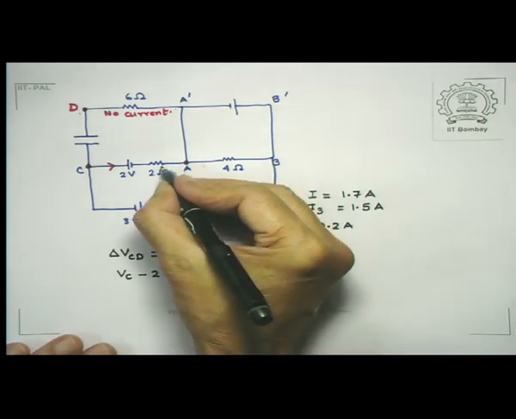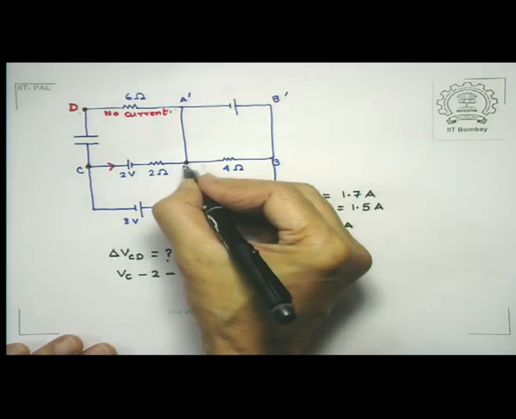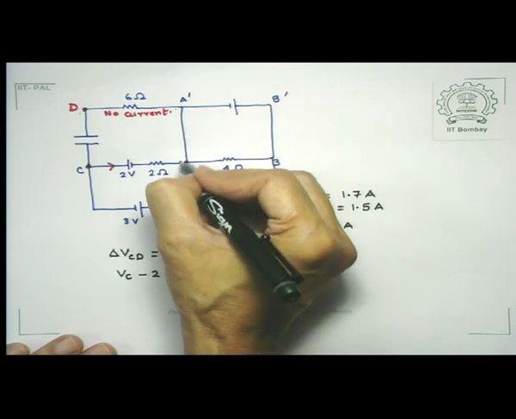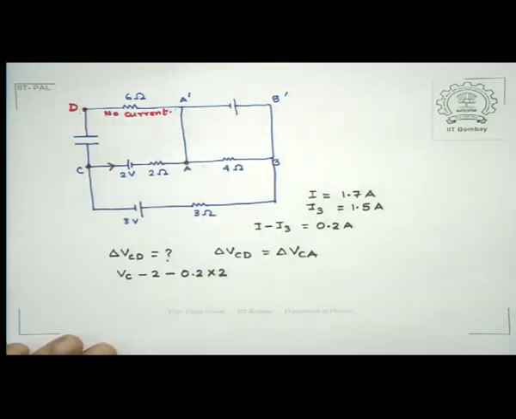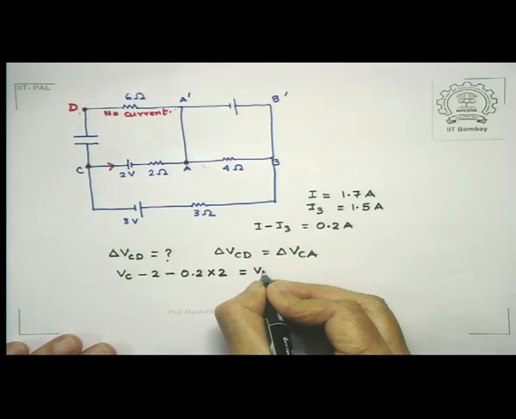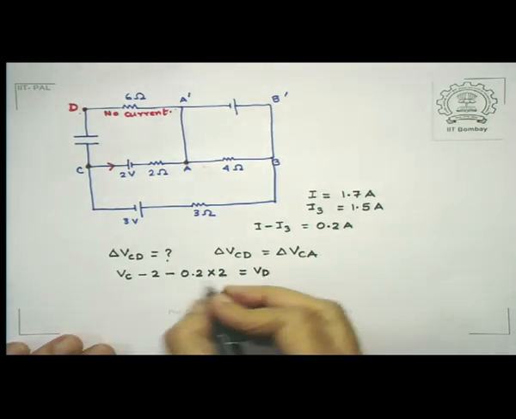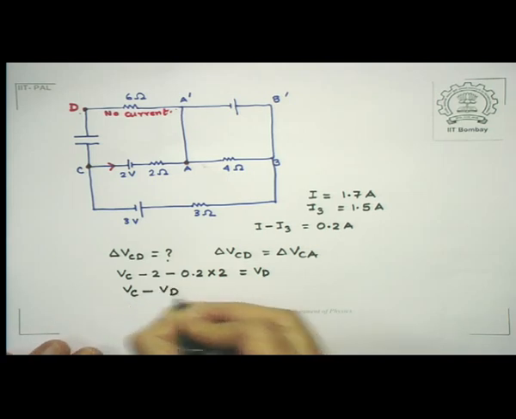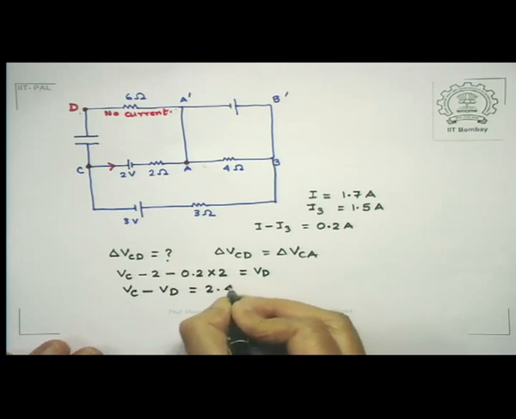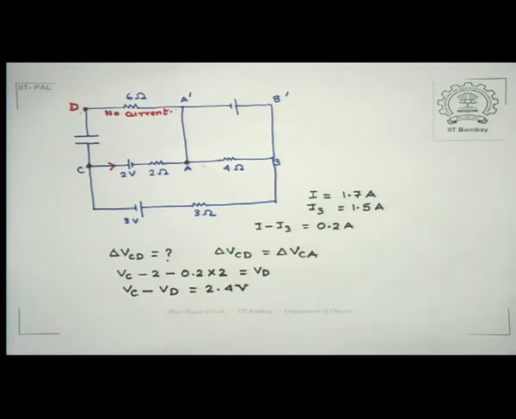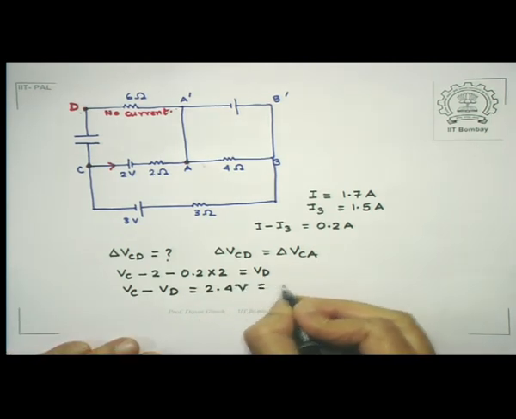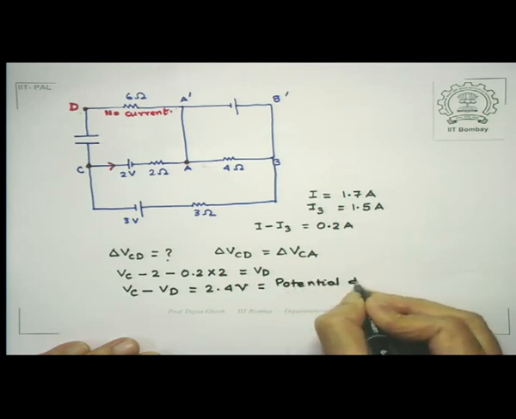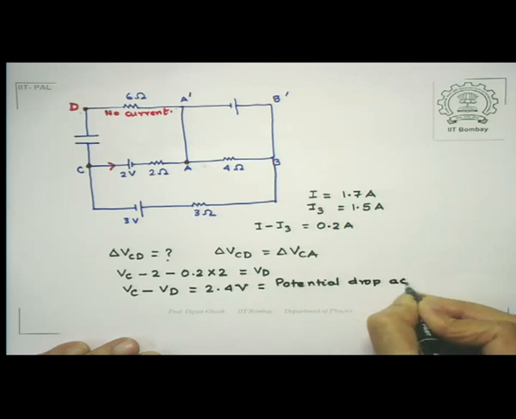And with that, I come to this end, and since there is no current passing through this section and this is the resistance-less wire, therefore I can come to point D. So this is equal to VD, which tells me that VC minus VD is equal to 2.4 volts. And that is the potential drop across the plates of the capacitor.